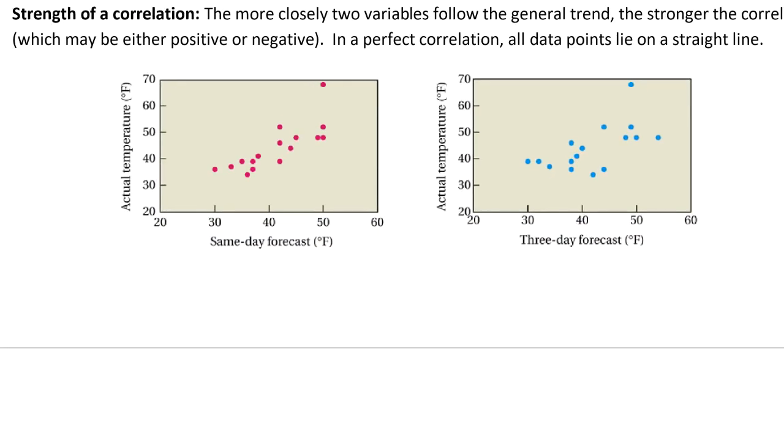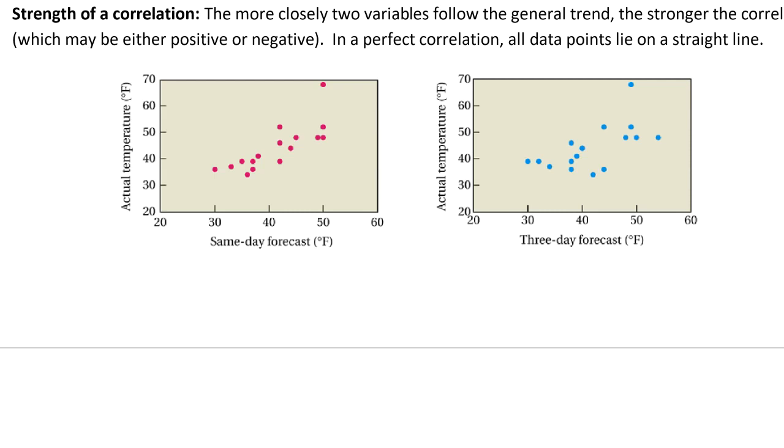All right, last thing, the strength of a correlation. The more closely two variables follow a general trend, the stronger the correlation, which can still either be positive or negative. In a perfect correlation, all the data points lie on a straight line.